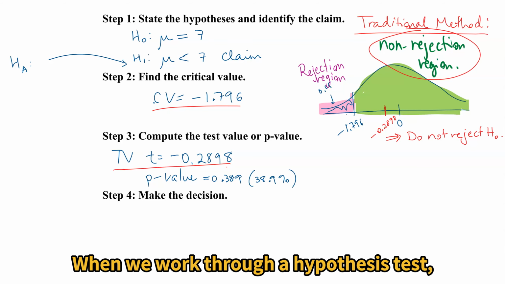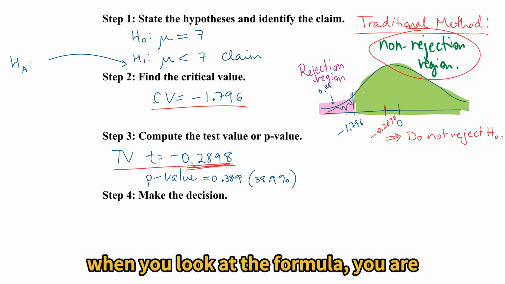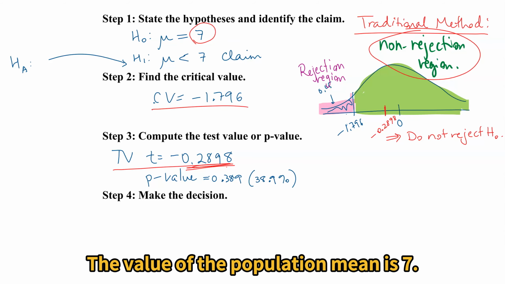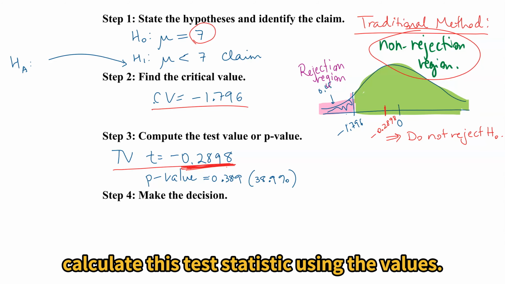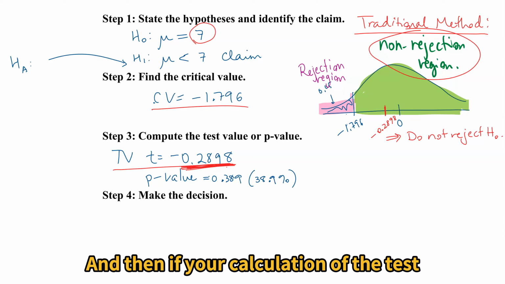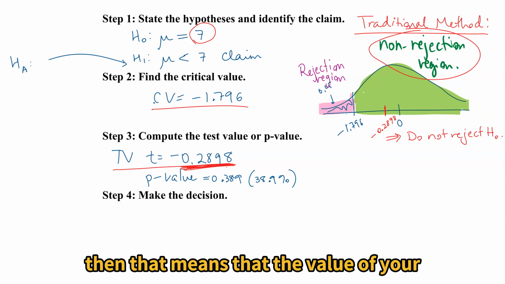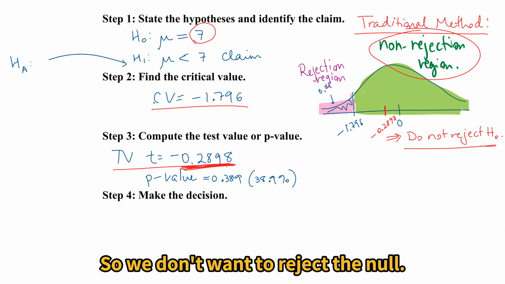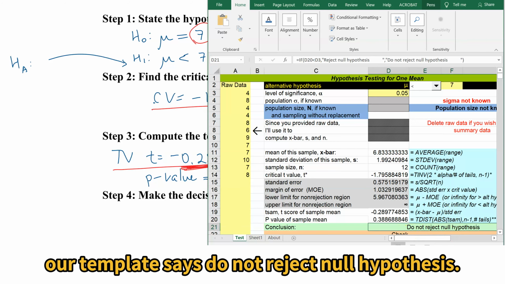Since my test statistic ends up in the non-rejection region, we do not reject the null hypothesis. When we calculate this test statistic, when you look at the formula, you are assuming the mean is 7. You assume the population mean is 7, calculate this test statistic using the values, and then if your test statistic lands in the non-rejection region, that means that the value of your mean being 7 isn't a bad guess. So we don't want to reject the null. Let's do a really quick check, and sure enough our template says do not reject null hypothesis.